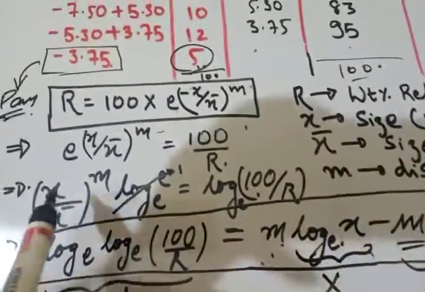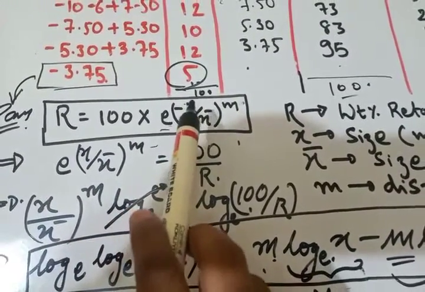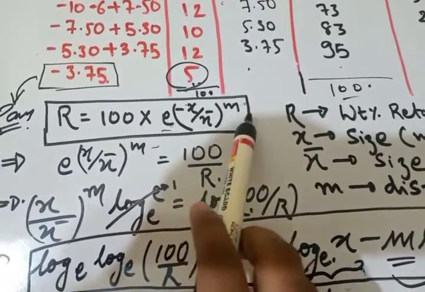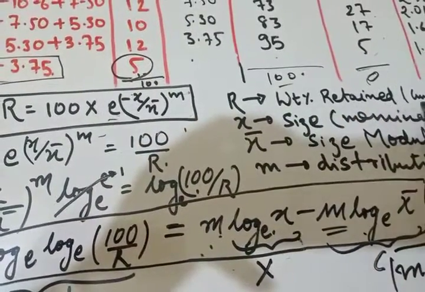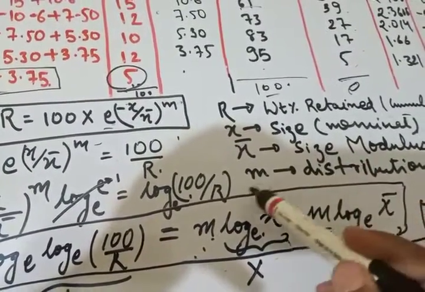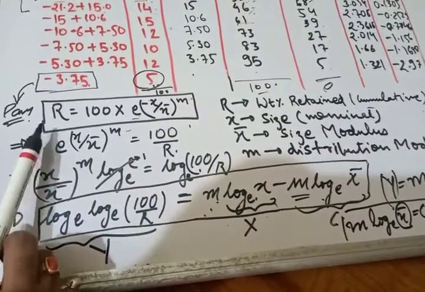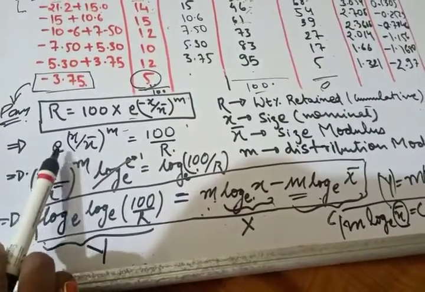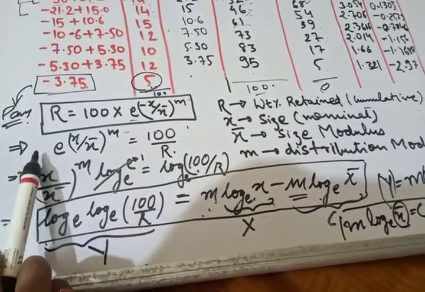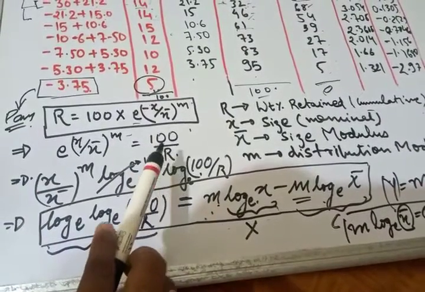For that we need the Rosin-Rammler equation, which is R equals 100 times e to the power minus (x by x-bar) to the power m, where R stands for the cumulative weight percent retained, x is the nominal size, x-bar is the size modulus, and m is the distribution modulus. Now we will use some logarithmic identities to convert this into a line equation. For that, we bring R to the 100 side and the e towards the R side. Since this is a negative power, it converts to a positive power, giving 100 by R.